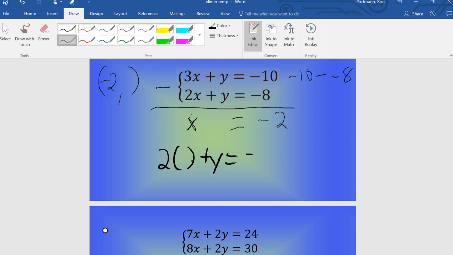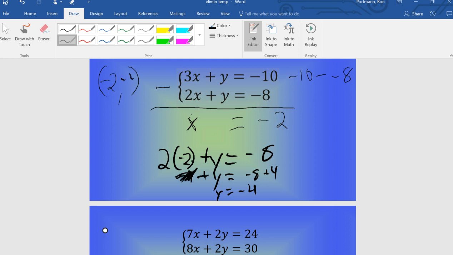I wrote the second equation just like it's written. 2x plus y equals negative 8. But instead of x, I put a parentheses in there, and I'm going to put a negative 2 in for where that x should have gone. So it's going to be negative 4 plus y equals negative 8. And, you know, you do your boxes here. You're going to add 4 to both sides, and you're going to get y equals negative 8 plus 4. That would give you negative 4. So you're going to put a negative 4 right here.